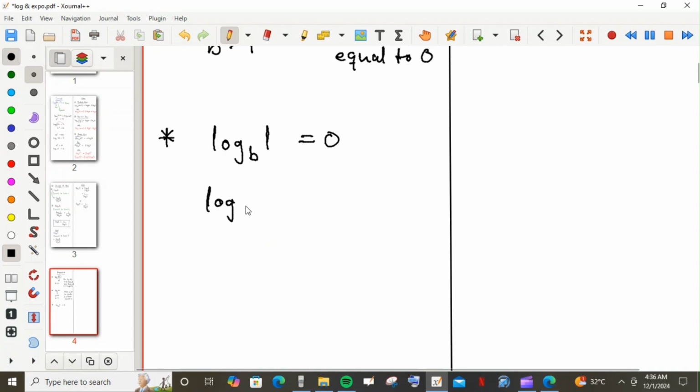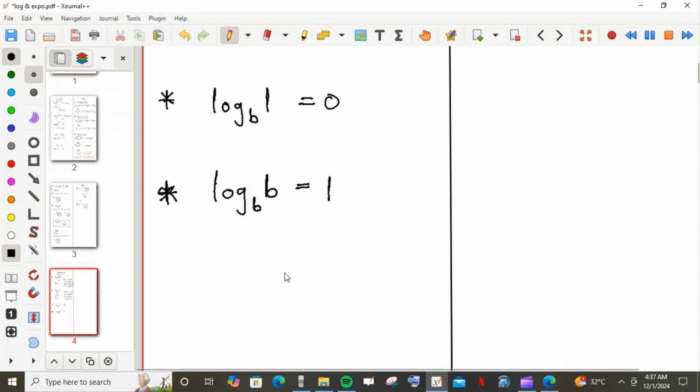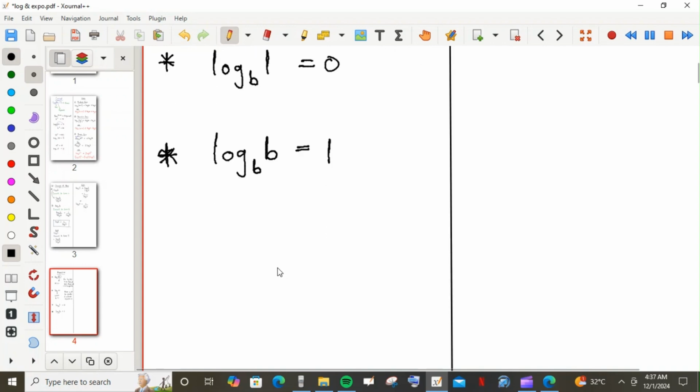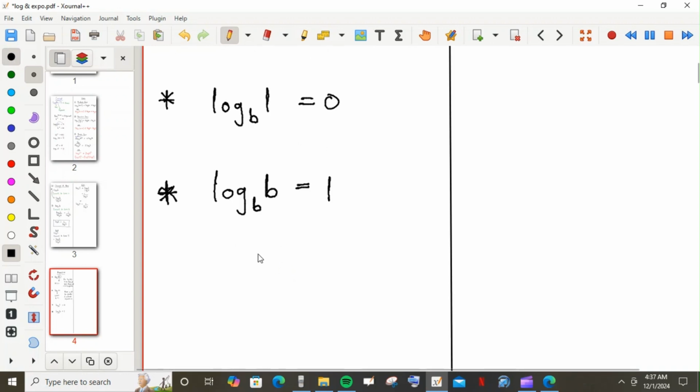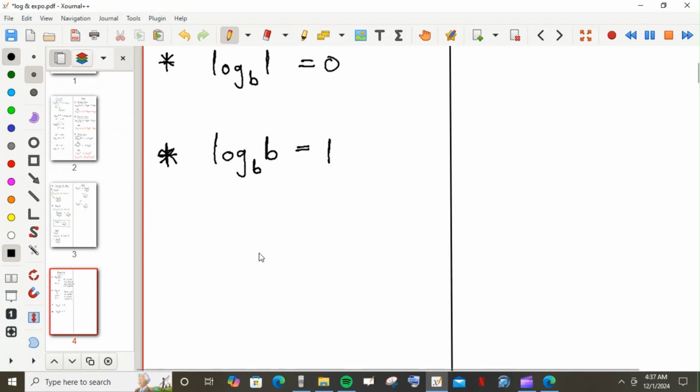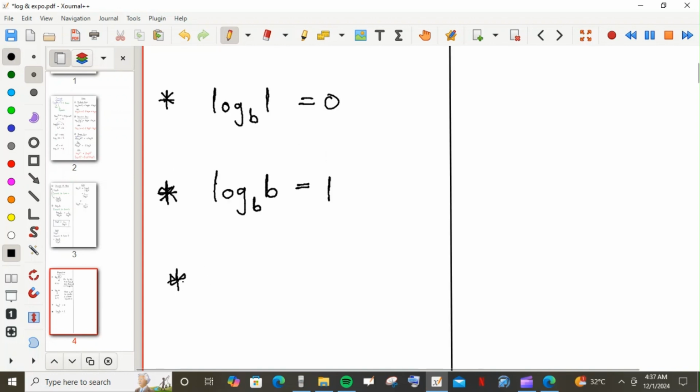Okay, we shall come back to that one later. And then, logarithm of a number to the same number is 1. Logarithm of a number to the same number is always 1. This is very, very important. I'm going to use it. In fact, I'm going to abuse it in this topic. So please don't forget.